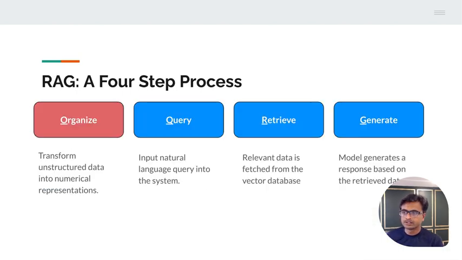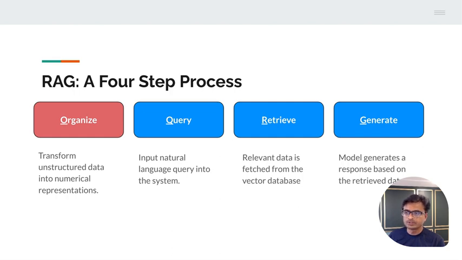A RAG technology follows a four-step process. The first step is to organize the data. That is, organize your documents, convert them into numerical representations so that computers can interpret the text.